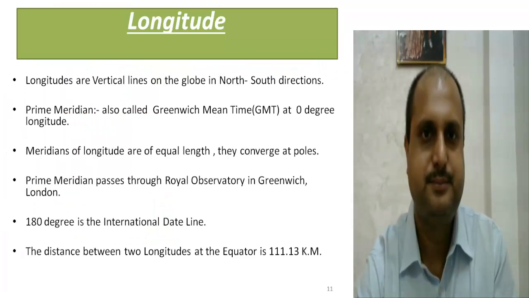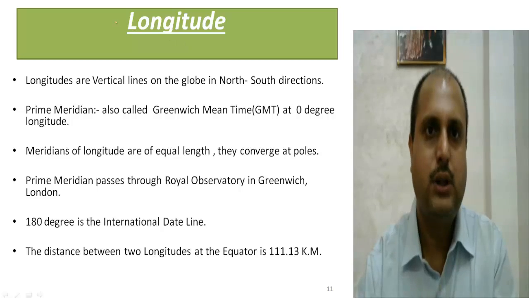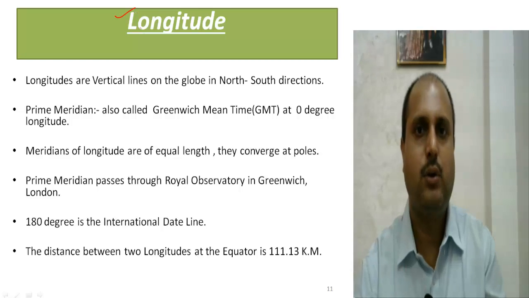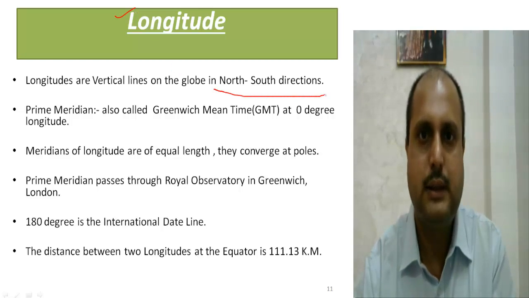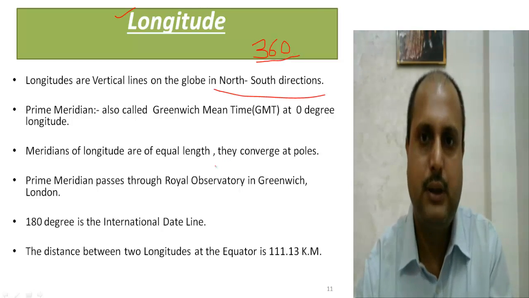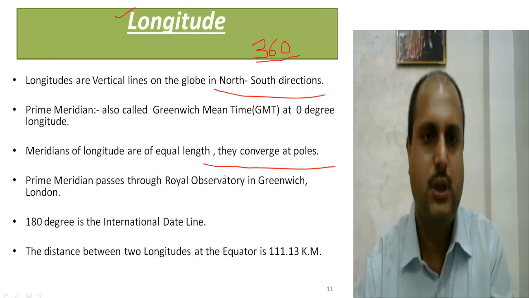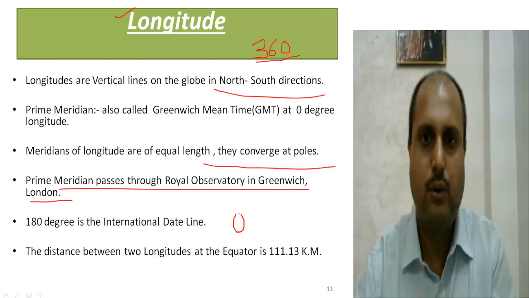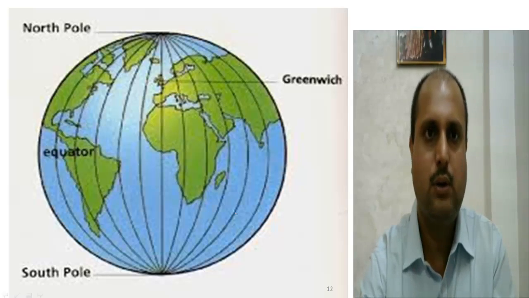Now let's go ahead. Now let's talk about the longitude. What is longitude? In the picture we have studied that the longitudes are the north-south lines. The total number of longitudes is 360. They are of equal length and they converge at the poles. The prime meridian is called the GMT. It is located at the 0 degree longitude.